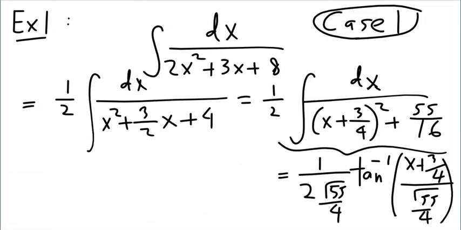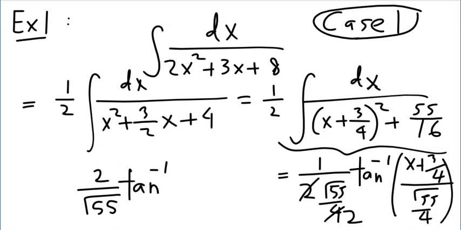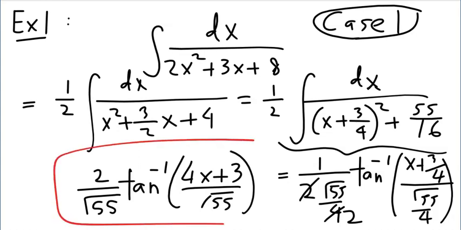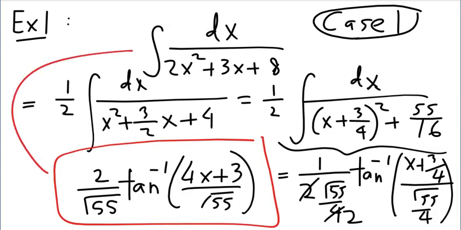After some simplification, for example, this becomes 2, and if you multiply the terms in the bracket up and down by 4 and 4, then it simply becomes 2 over square root 55 arctangent of 4x plus 3 over square root 55. And that is the answer for this integral.